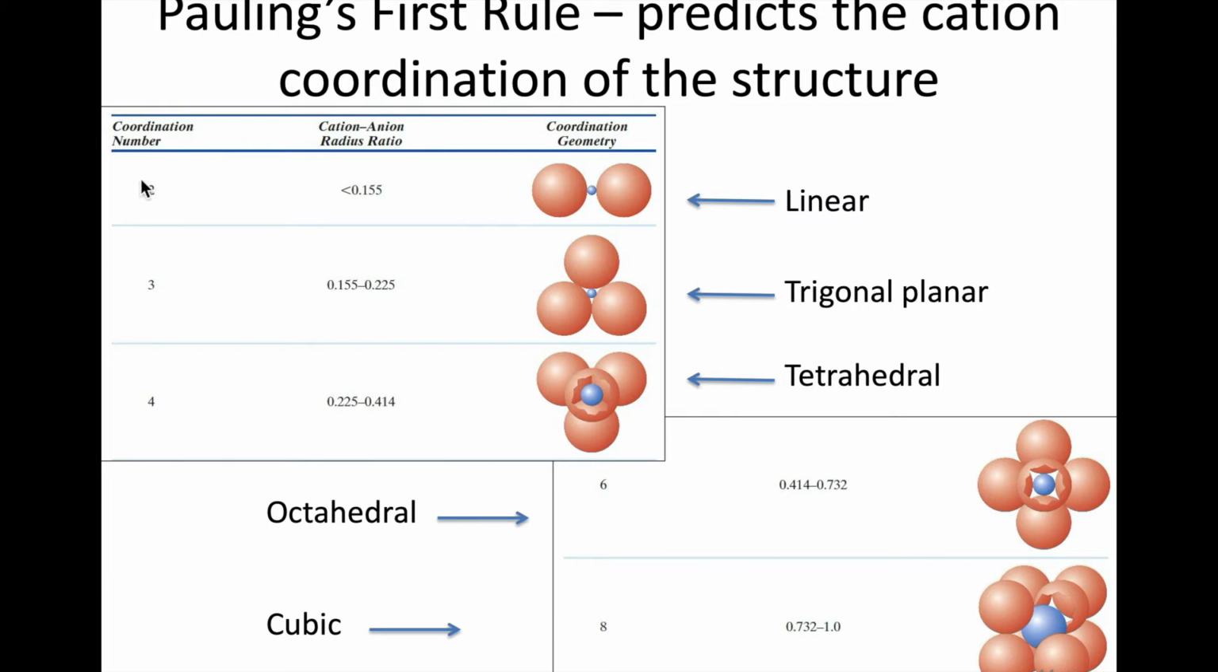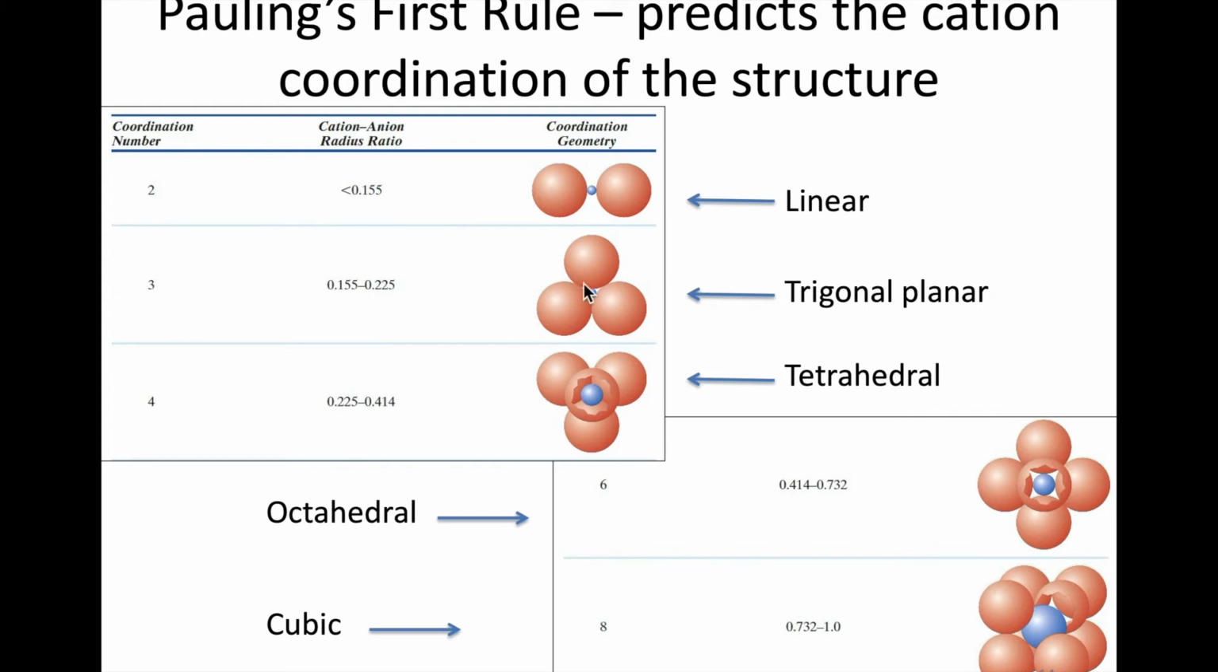So we start with 2, and if the cation to anion ratio is below 0.155, then we get a coordination number of 2. And so that is linear. That's what you see here. Number 3 is just above that critical value, and then just below this 0.225, which happens to be the critical value for the next. And so this one is trigonal planar.